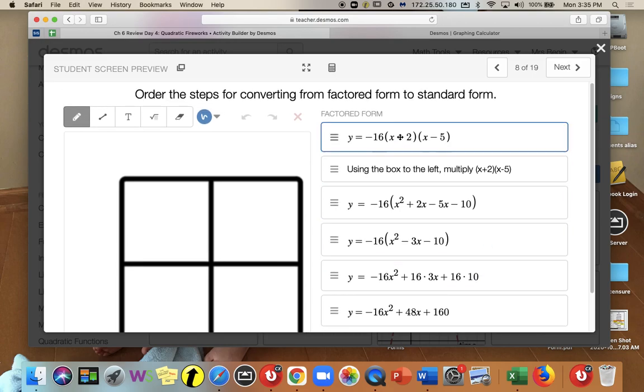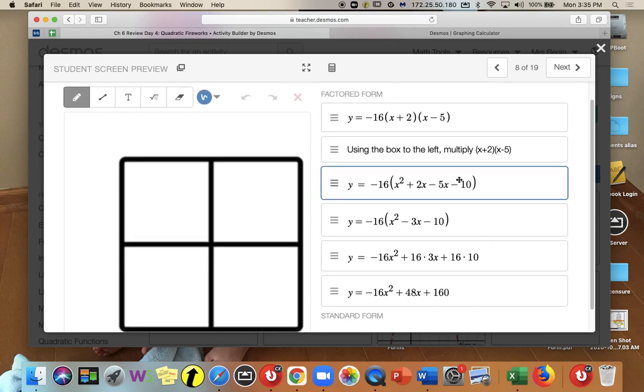So again, they used the box to multiply x plus 2, x minus 5. They got this. They combined like terms. They distributed and multiplied everything by 16. And then they got our equation here.